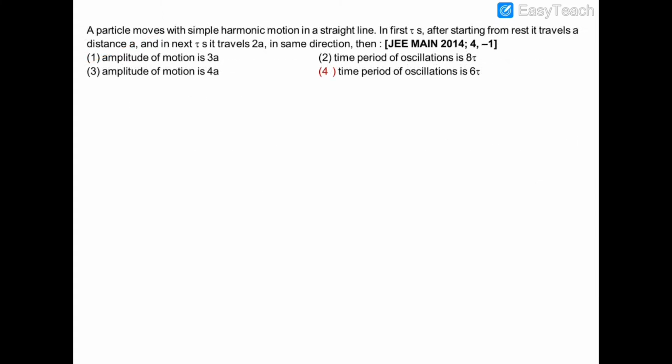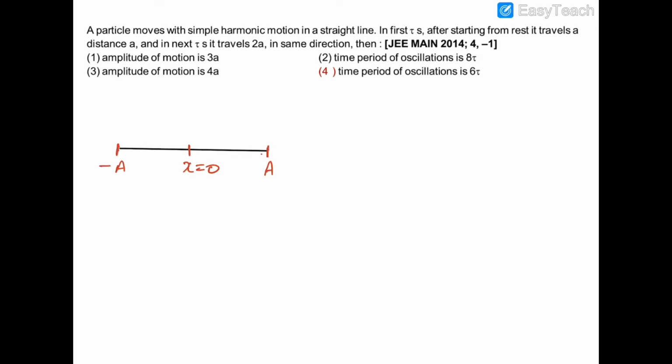In this question, it is given that there is a particle which moves in simple harmonic motion in a straight line. In the first tau seconds after starting the motion from rest, it travels a distance a, and in the next tau seconds it travels a distance of 2a in the same direction. Then we have to find out the time period and amplitude of the motion. Now it is very important to note that if this particle is starting from rest, it is starting from such a position at which it is at rest.